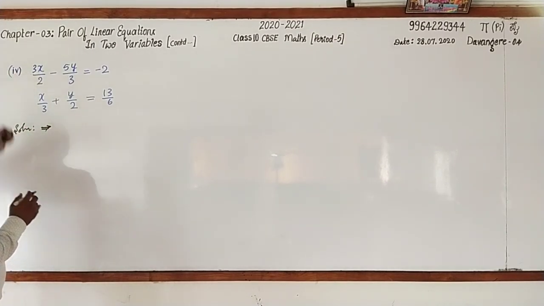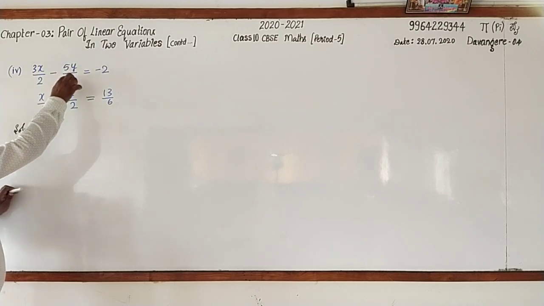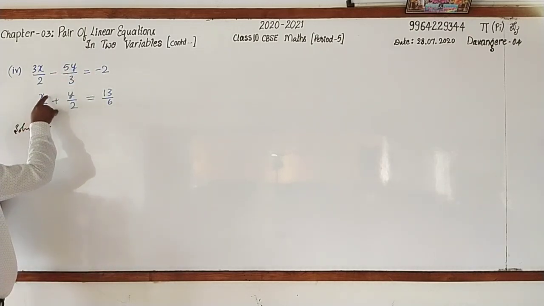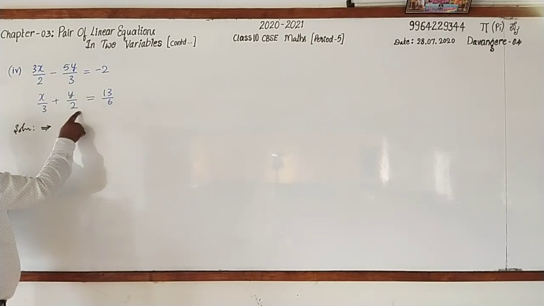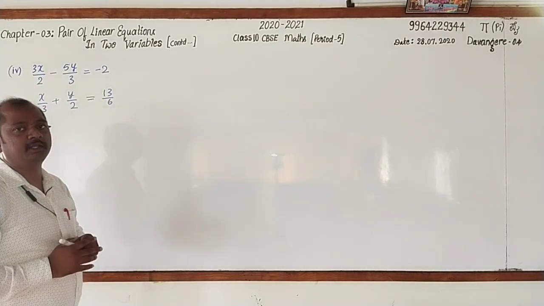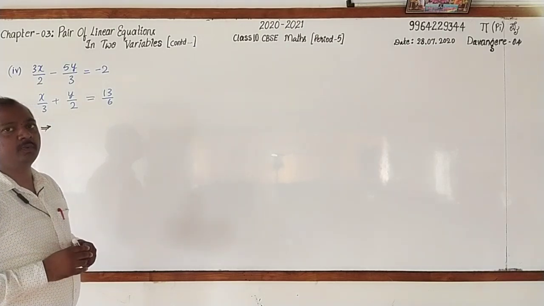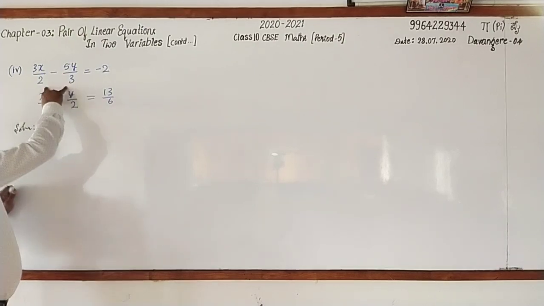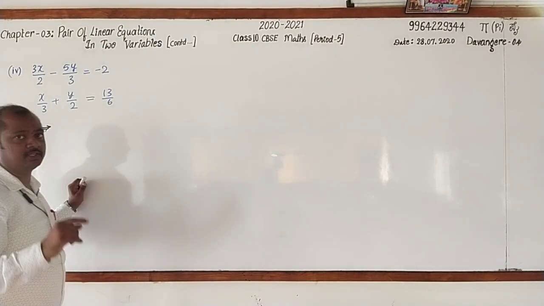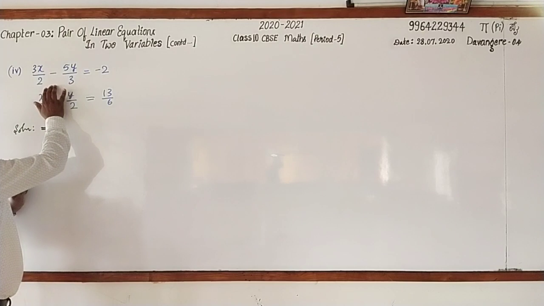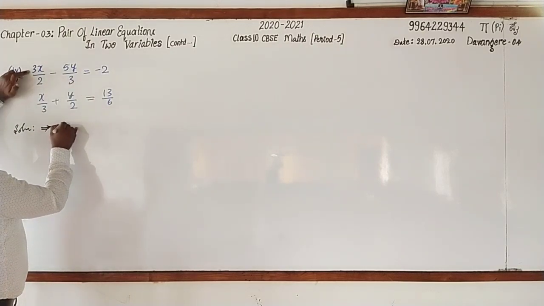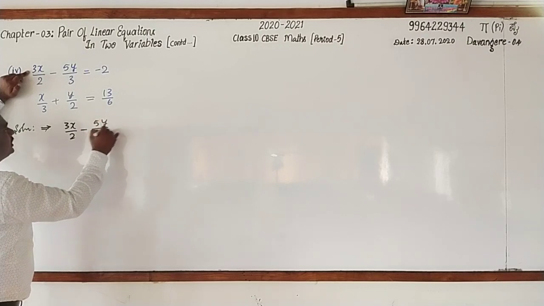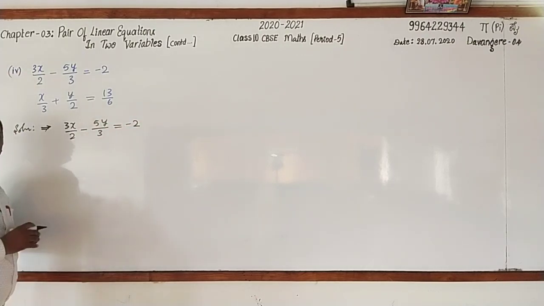Here it is 3x by 2 minus 5y by 3 equal to minus 2. And the second equation is x by 3 plus y by 2 equal to 13 by 6. These are the two equations. Are they in standard form? No. And moreover, the terms are in fraction. Hence, we need to simplify them. Here I'll write 3x by 2 minus 5y by 3 equal to minus 2.